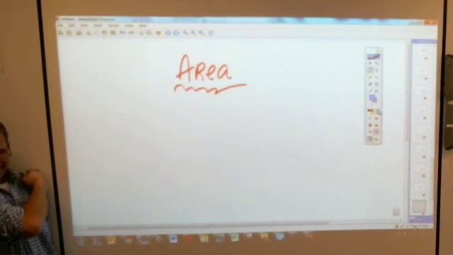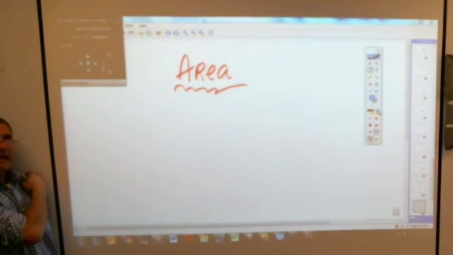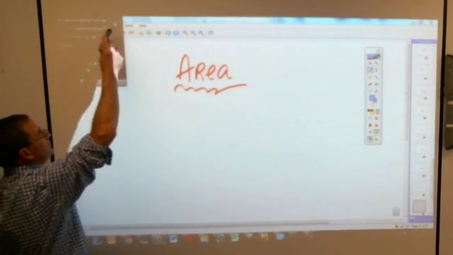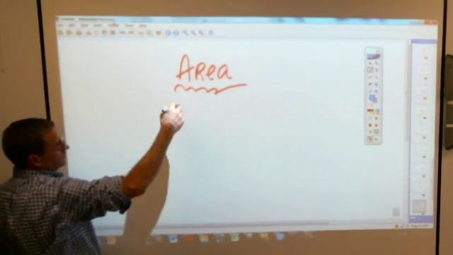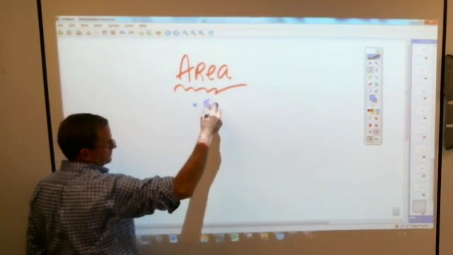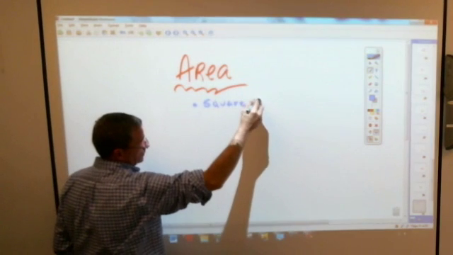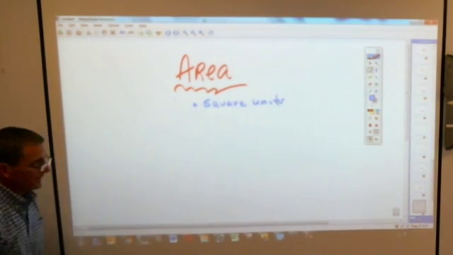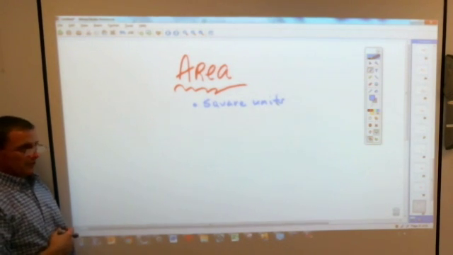We use area when we want to tell somebody how much space something takes up. That's not correct because that's volume. But we measure area in how many square units. Square units. And probably the biggest place we talk about area is usually with houses.